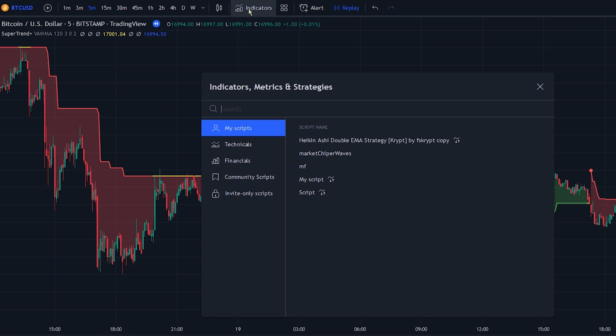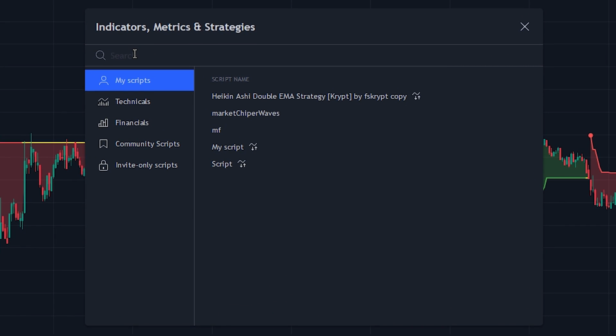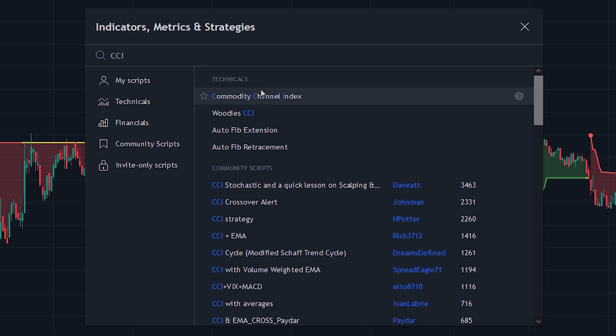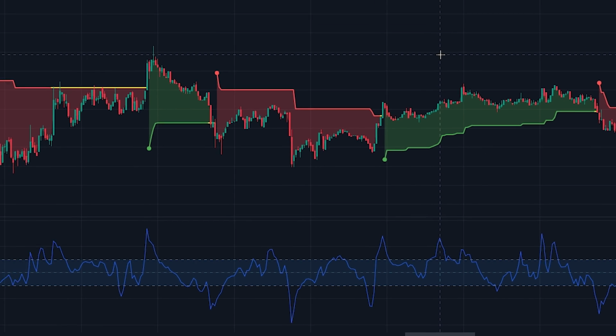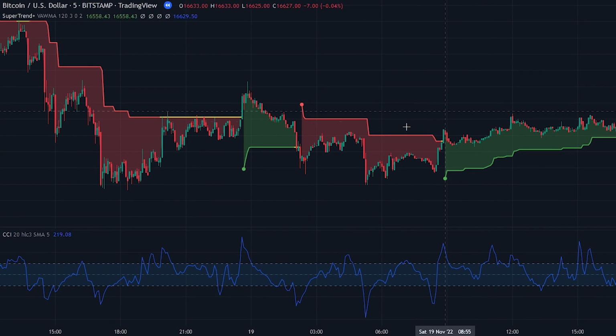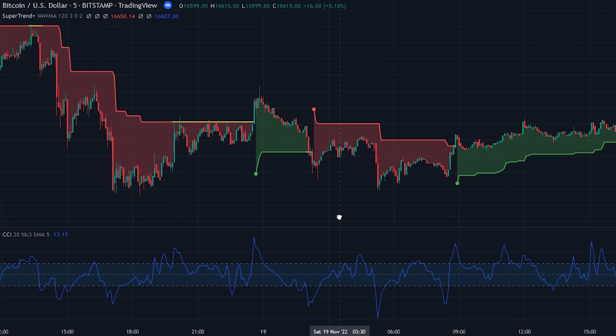Head over to the Indicator Search tab and search for the CCI indicator. Select the indicator made by TradingView and add it to the chart. That was the only indicator that we will be adding. Now let's change the indicator settings to optimize it for this strategy.